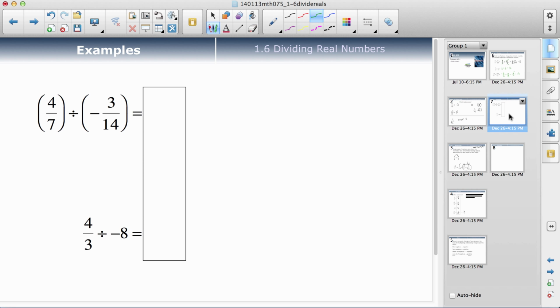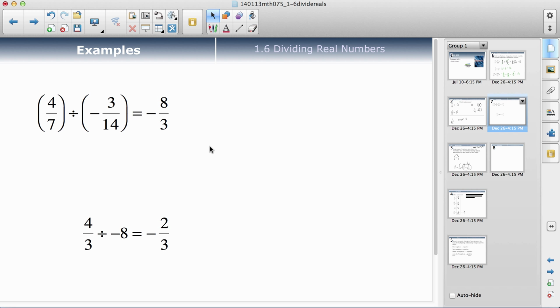Here's a couple more. Maybe pause and then try them and press play and see how you do. Okay, I'm assuming you pressed play again. Here's the answers that I got for both of those questions.